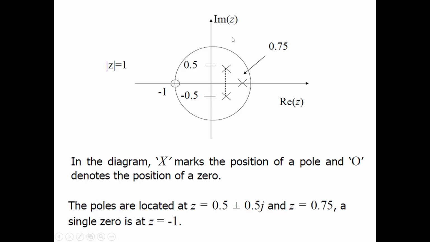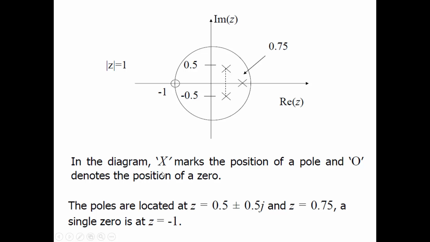Now this is a z plane. The x-axis of the z plane is the real part of z, because z is a complex number. The y-axis is the imaginary part of z, and mod z is equal to 1, so this is the circle. And here is a zero also, which lies at z equal to minus 1. In the diagram, this cross will represent the poles, and this zero symbol will represent the zeros of the system.